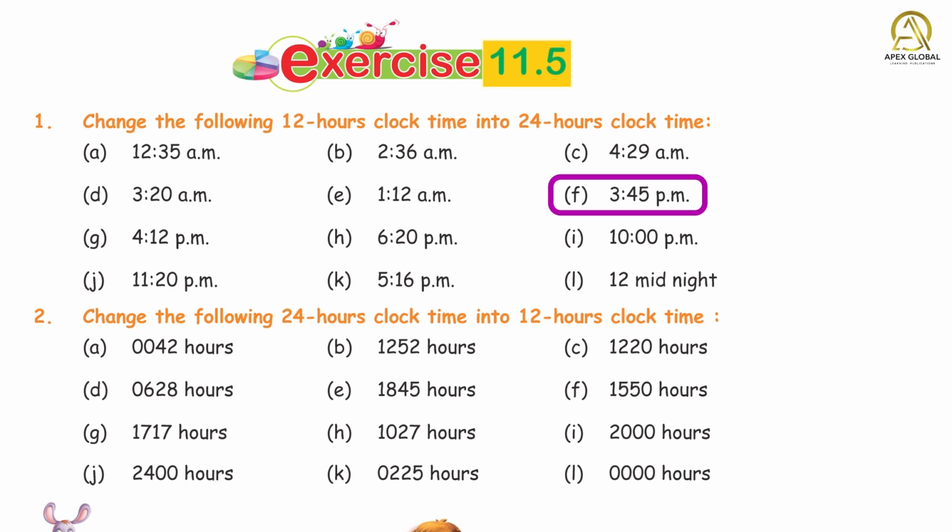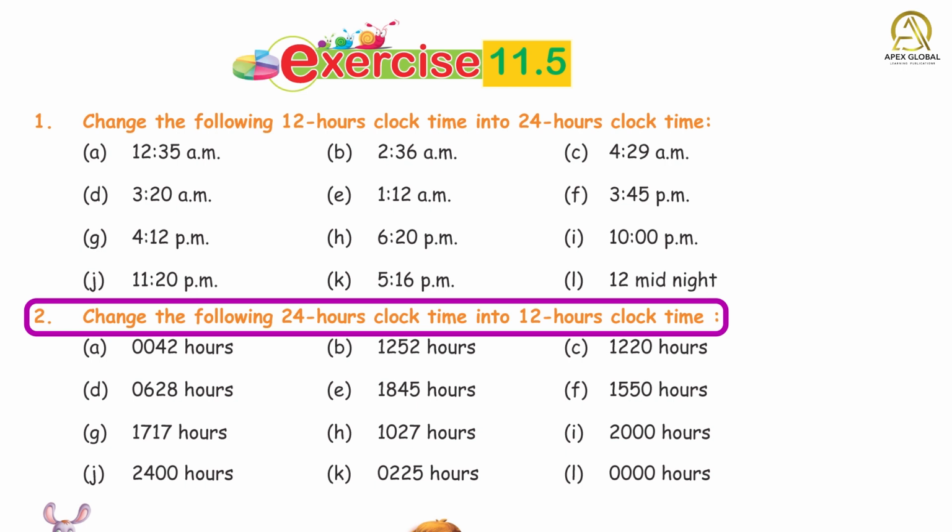F. 3:45 p.m., 15:45. G. 4:12 p.m., 16:12. H. 6:20 p.m., 18:20. I. 10 p.m., 22. J. 11:20 p.m., 23:20. K. 5:06 p.m., 17:06. L. 12 midnight, 0000.